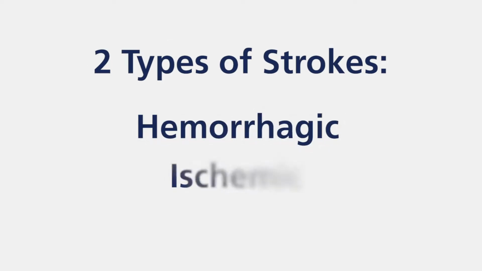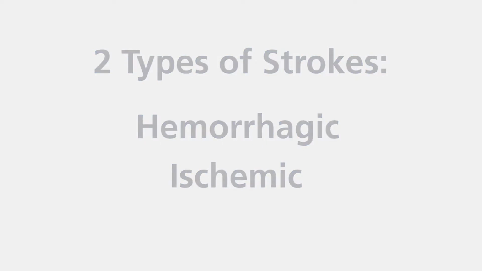There are 2 types of strokes, hemorrhagic and ischemic. A hemorrhagic stroke occurs when a weakened blood vessel ruptures. This is usually caused by uncontrolled hypertension. An ischemic stroke, which accounts for 87% of all stroke cases, occurs as a result of an obstruction within a blood vessel supplying blood to the brain. Both types of strokes are detectable through a non-contrast CT scan.